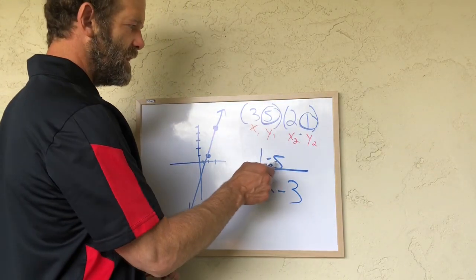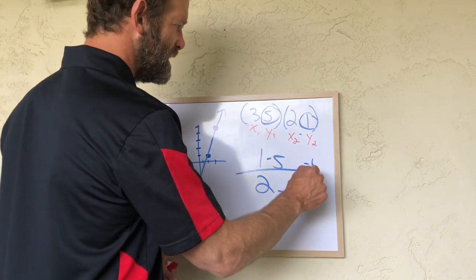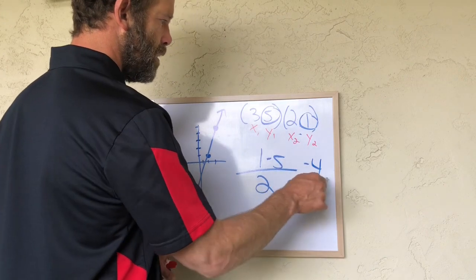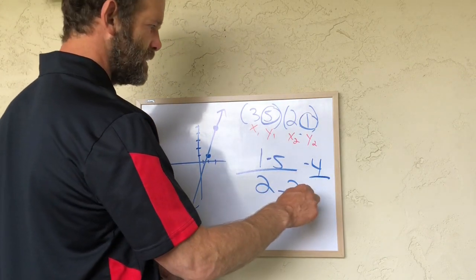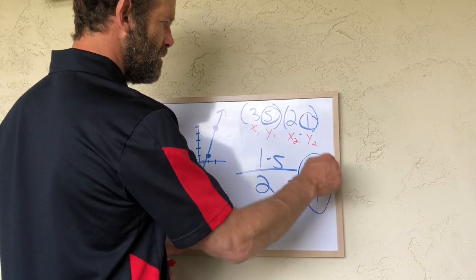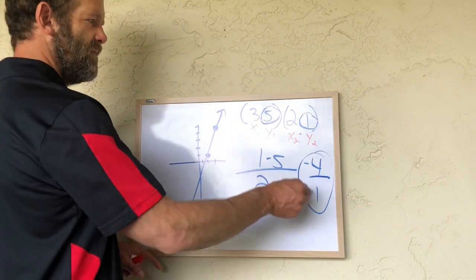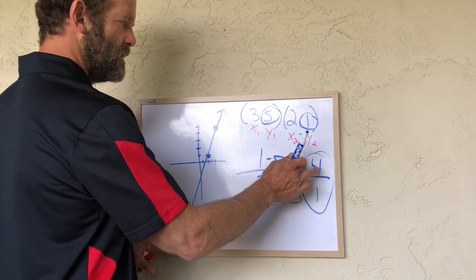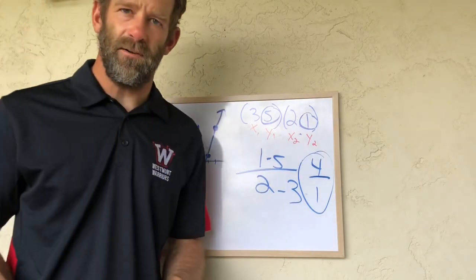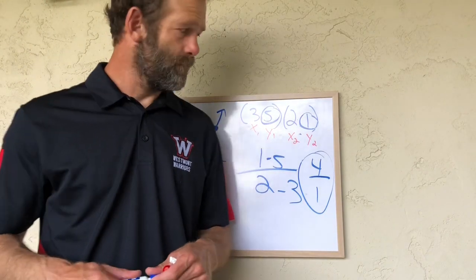So I have 1 minus 5, which is negative 4, over 2 minus 3, which is negative 1. So my slope is negative, and a negative makes a positive, which is 4 over 1. So that's my slope using that formula.